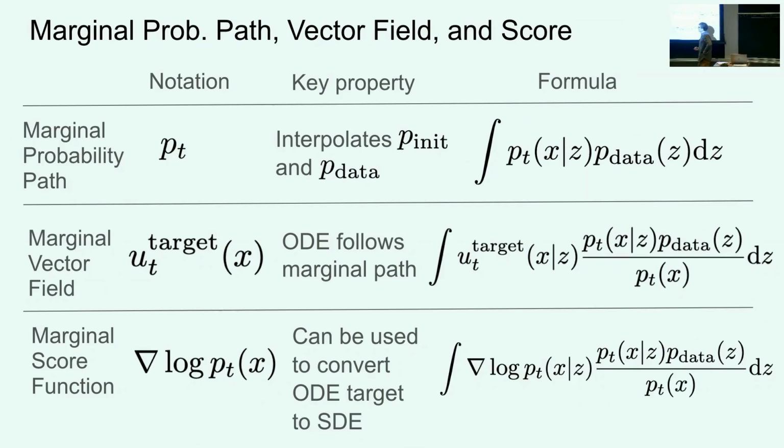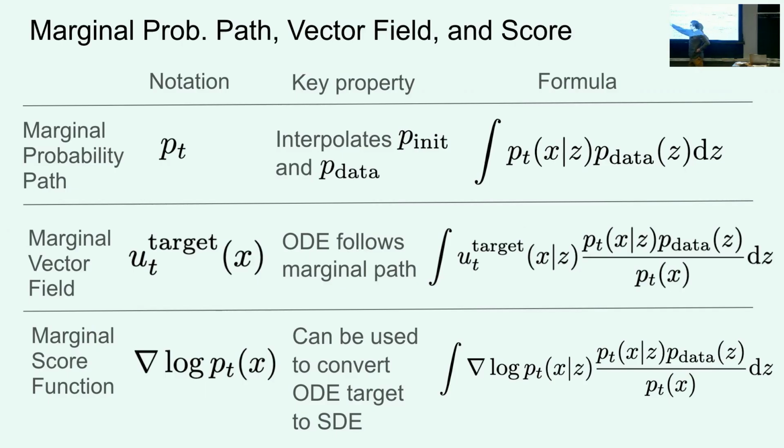Then we transferred all these objects into marginal objects, which means we made the data point z random. So we induced that with our data distribution. The marginal probability path p_t then interpolates between P init and P data. So something that starts at the initial distribution and ends at the data distribution. It has the formula given by this integral.